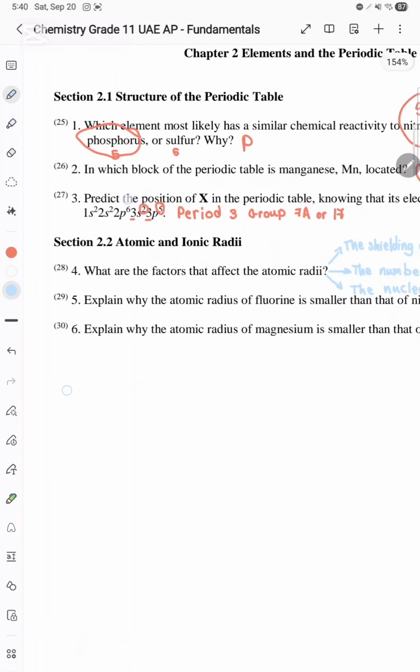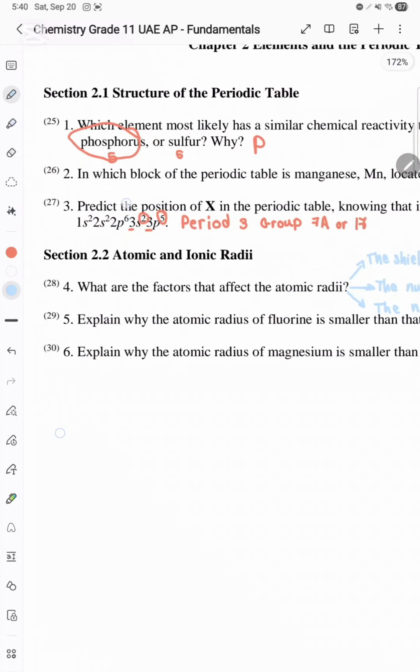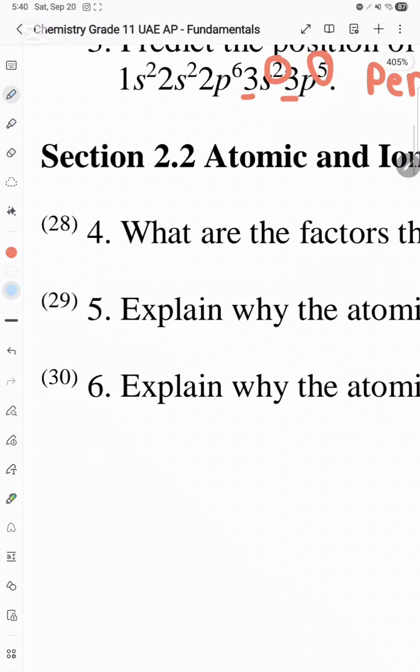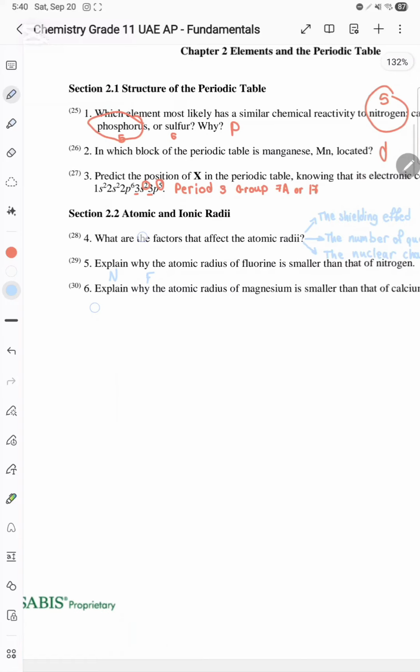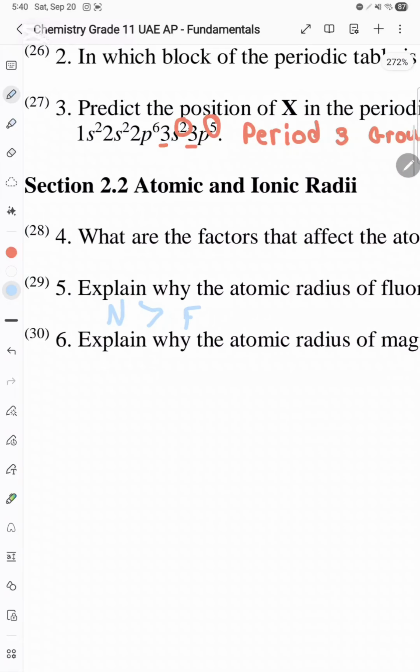Now explain why the atomic radius of fluorine is smaller than nitrogen. If you look at your periodic table, fluorine and nitrogen are in the same period. Here's nitrogen, then comes oxygen, then comes fluorine. Now we're not talking about O. They're asking why fluorine is smaller than nitrogen.